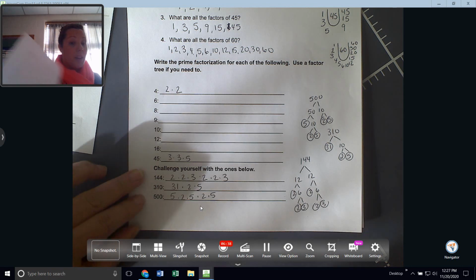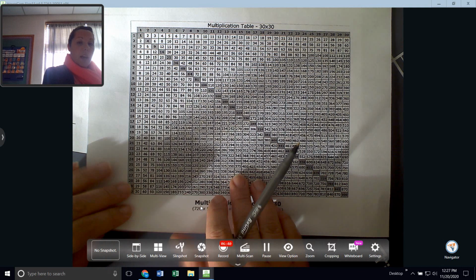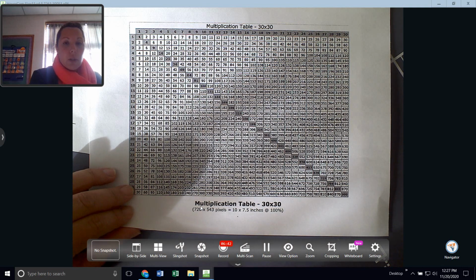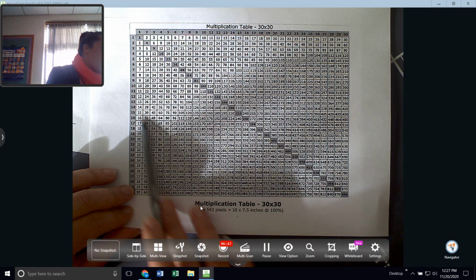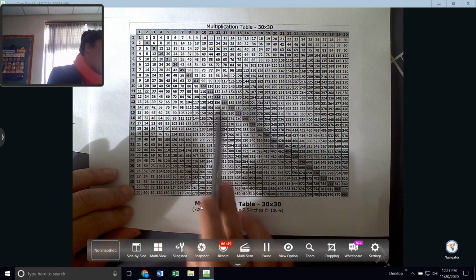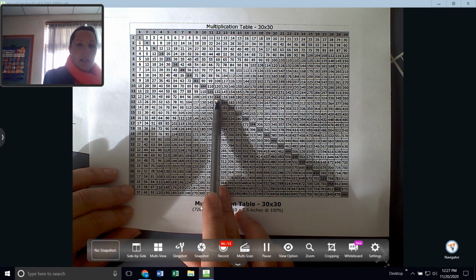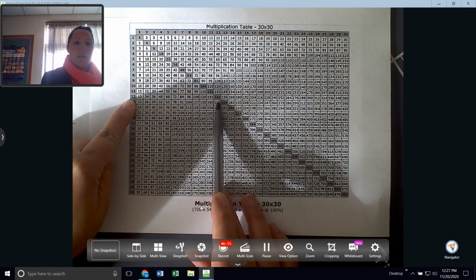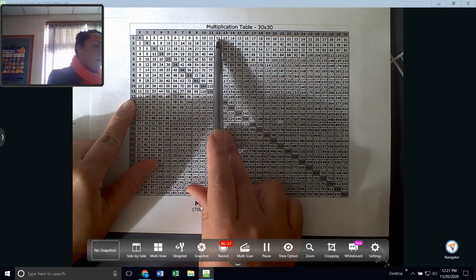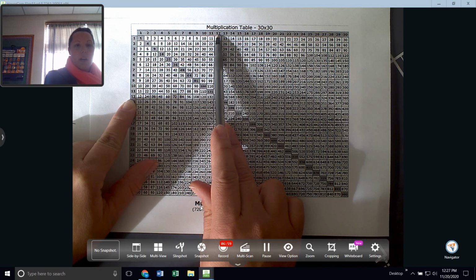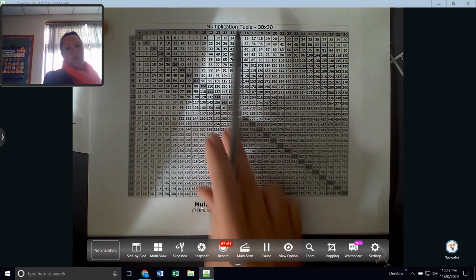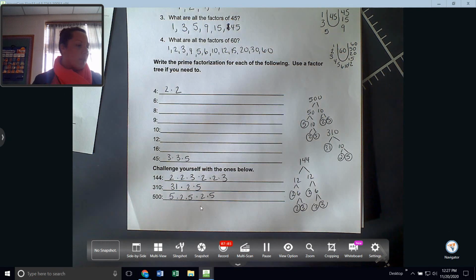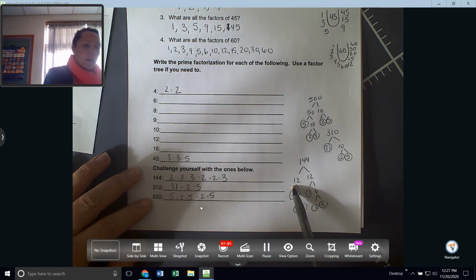If you did not know that, get your multiplication chart out, okay? Look for 144 on here. It's right here, okay? Then you go over, and you see that it's 12, and you go up, and you see that it's 12. So 12 times 12 is 144. That's what we have here.